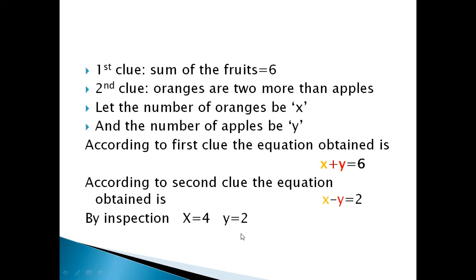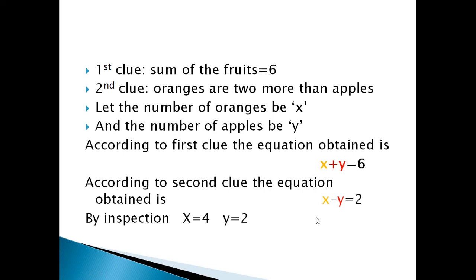So x is equal to 4 and y is equal to 2. So x is equal to 4 means what? Oranges are 4 and apples are 2. So apply for this one. Apples plus oranges, 4 plus 2 is equal to 6, right? And oranges minus apples is equal to 2. Oranges are 4. They are 2 more than apples, is it not?